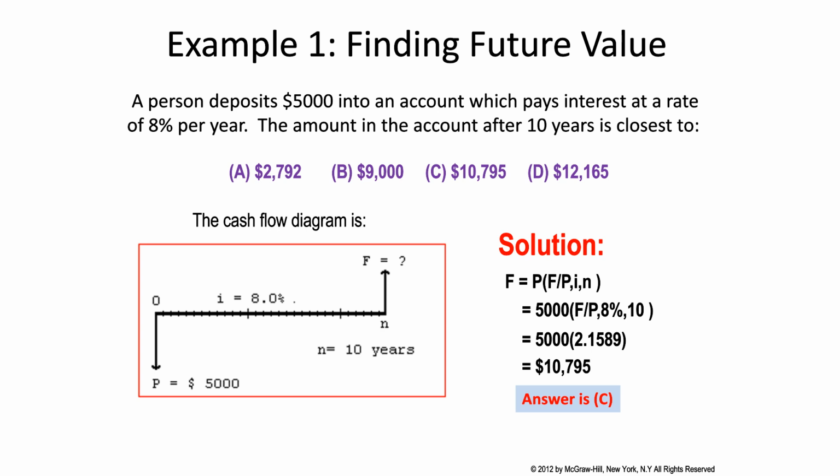2.1589 multiplied by 5,000, my calculator actually says 10,794.50. But we rounded up to 795 because we don't know from the number of digits that are in this factor what the cents are going to be. So any questions about this first illustration?